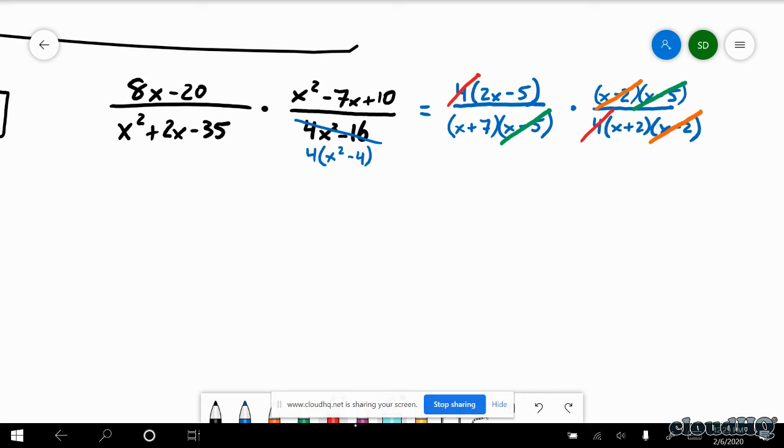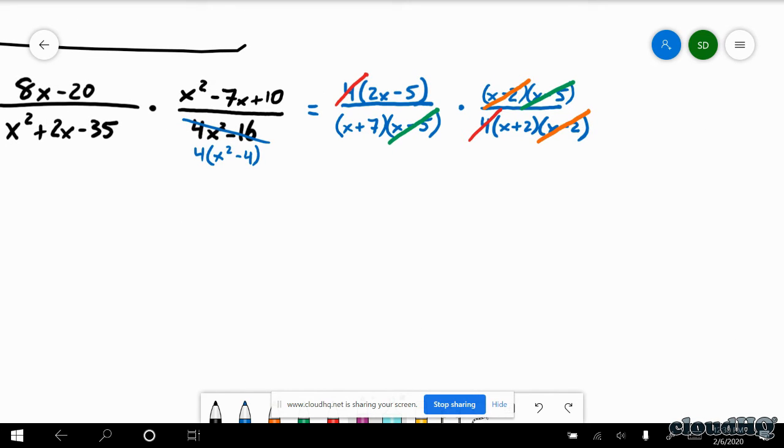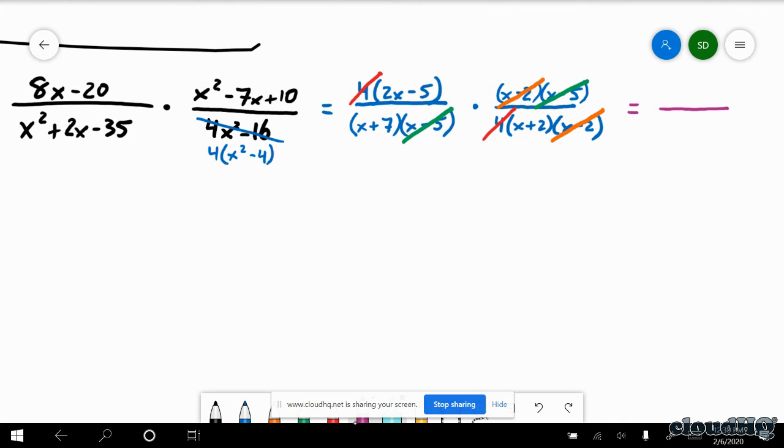Is there anything else I can cancel? It's a multiplication problem, so it wouldn't be. There are no other common factors. So all that's left in the numerator is a factor of 2x minus 5. In the denominator, I have two factors. So I use parentheses around them, x plus 7 and x plus 2. There is no need to multiply that denominator out.